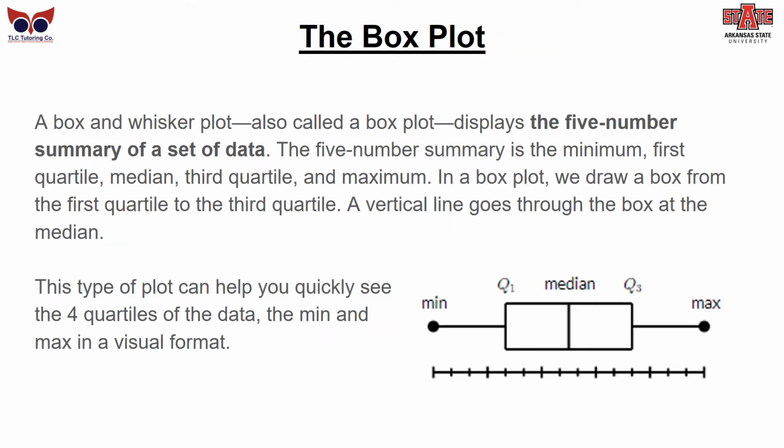First of all, we're going to start with the box and whisker plot, also just called a box plot. It displays the 5-number summary of a set of data. So the 5-number summary is the minimum, the first quartile, the median, the third quartile, and the maximum. If you look at the box plot, you can see the median is the middle line, the first and third quartiles are the edges of the box, and the min and the max are the ends of the whiskers. So you can quickly see the 4 quarters of the data, the min and the max, in an easy visual format.